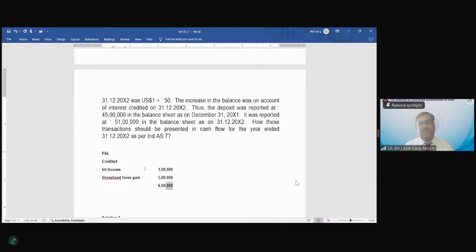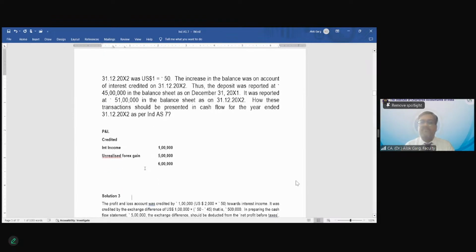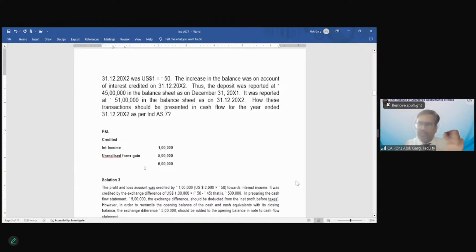The total is 6. So you understood the breakup of the 6 lakh? You understood the movement? Is that clear to everyone? Right? Yes. Now I have to prepare my cash flow statement.